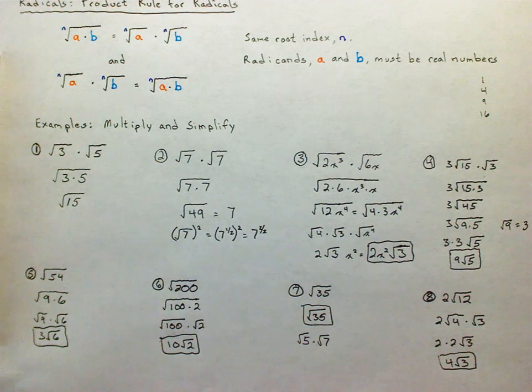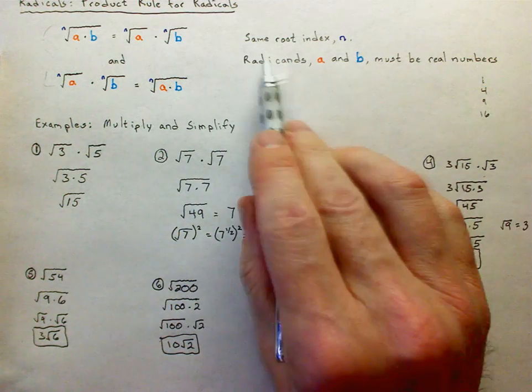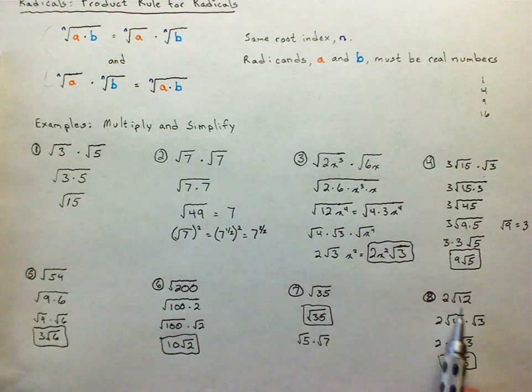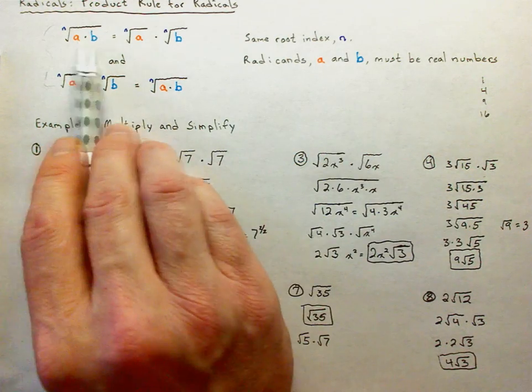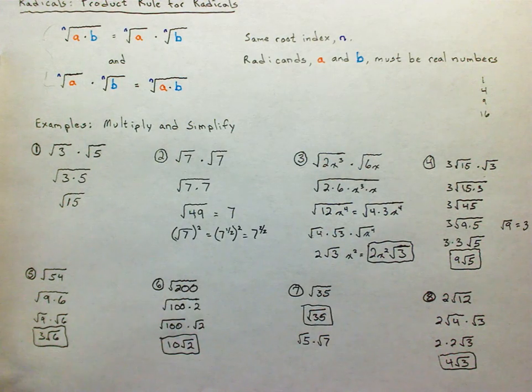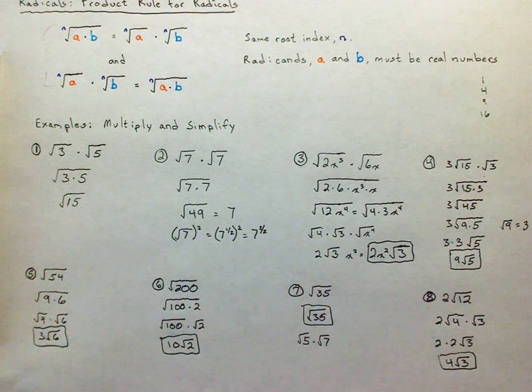And that's my product rule for radicals. So, you need to remember these formulas right here, making sure that you understand that you need the same root index to multiply them using the product rule, and that your radicands A and B must be real numbers. A and B do not have to be the same. If they are, that's nice because you end up with whatever that radical is. Okay, guys, critically think and structure your homework, and in the next video we'll work some example problems of these.